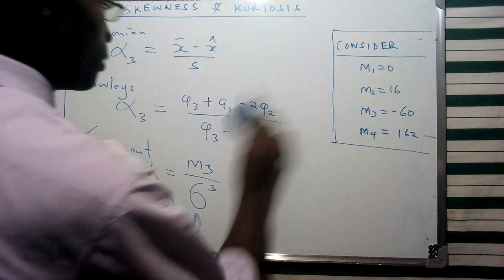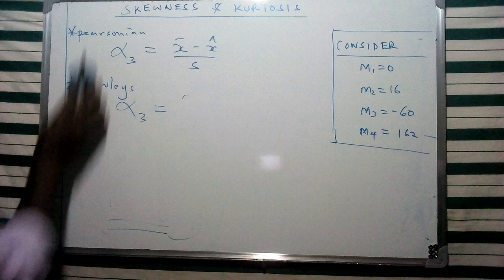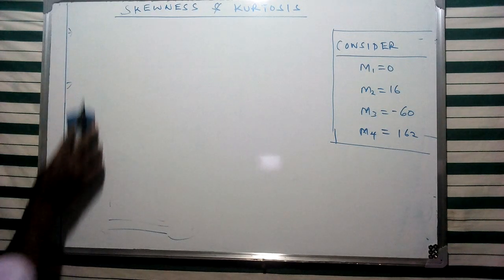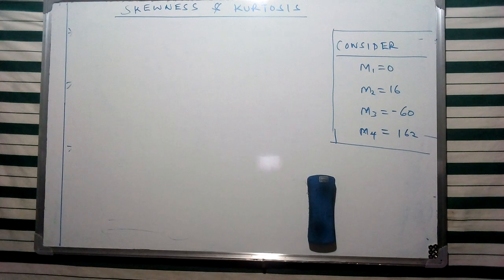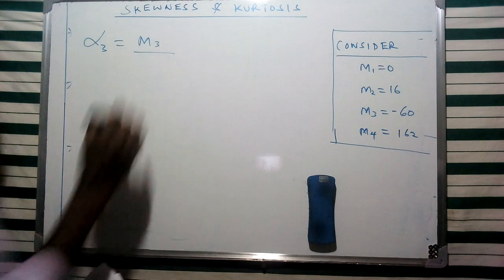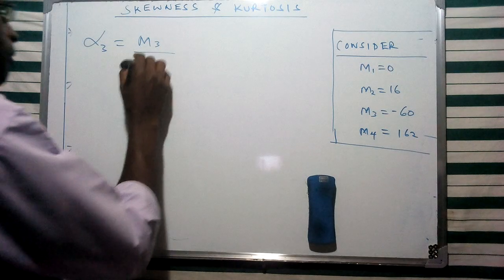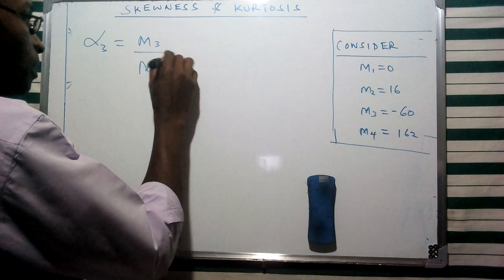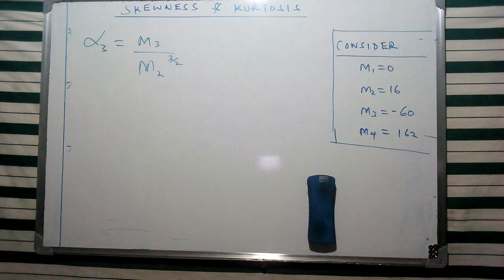Now, we're going to use that strategy, and I'm going to give the formula on the board. The moment coefficient of skewness is equivalent to the third moment about the mean divided by the second moment about the mean raised to 3/2. And I mentioned that this third moment about the mean has a relationship with the population variance, or the population standard deviation.